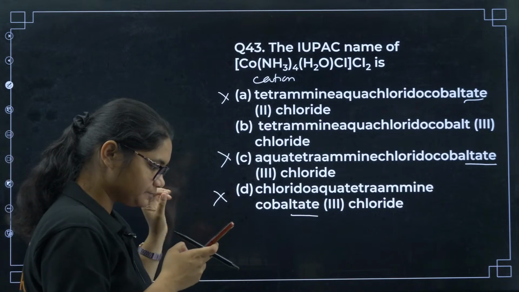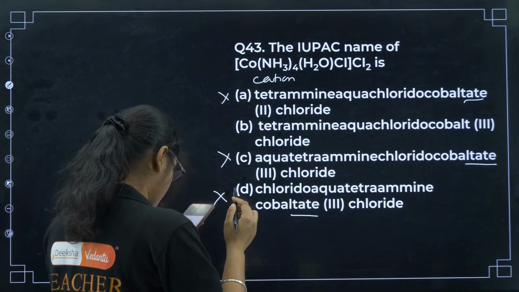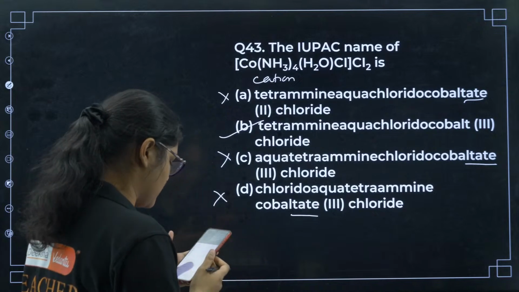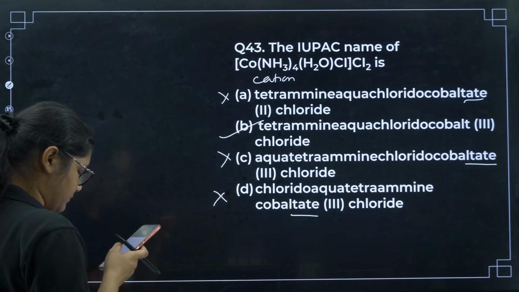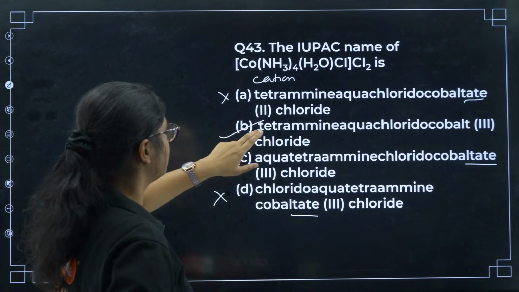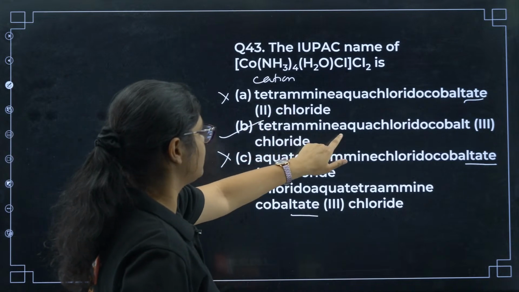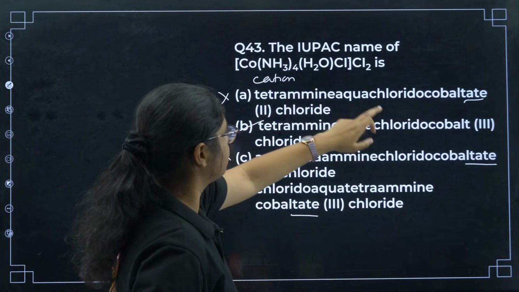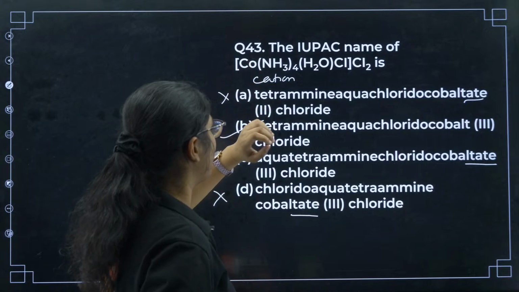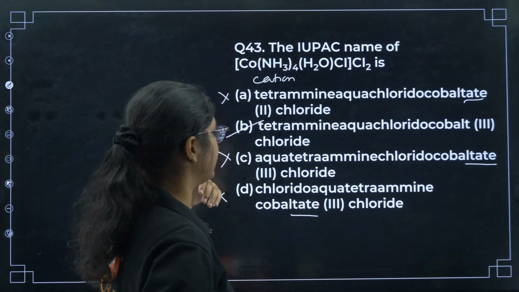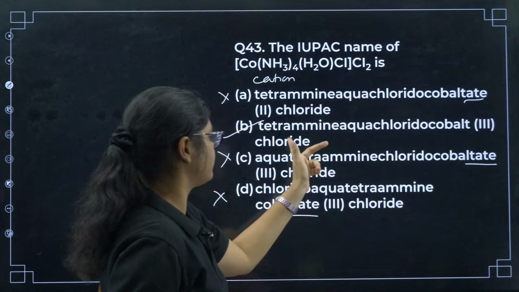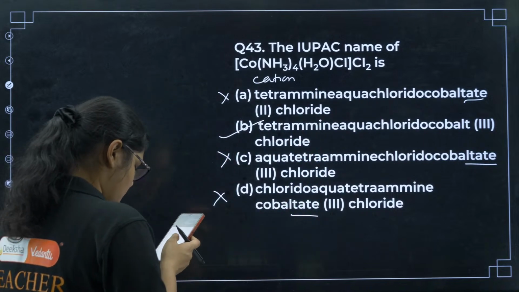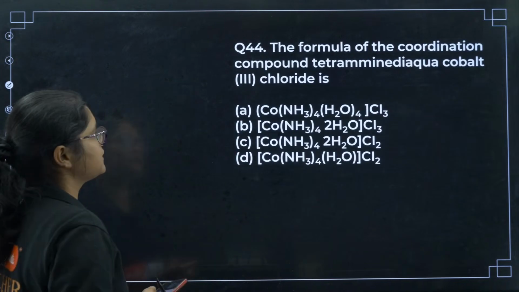Okay. Yes, very good Anupam. 43B is the correct answer. That is option number B. So tetraamine, okay, then you have aqua, then you have chlorido, cobalt, and oxidation state is +3, and then after that chloride. Okay, fine. Next, question number 44.